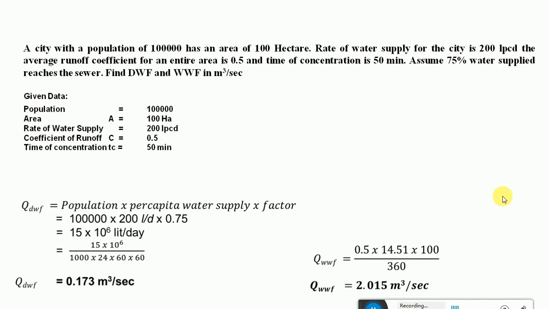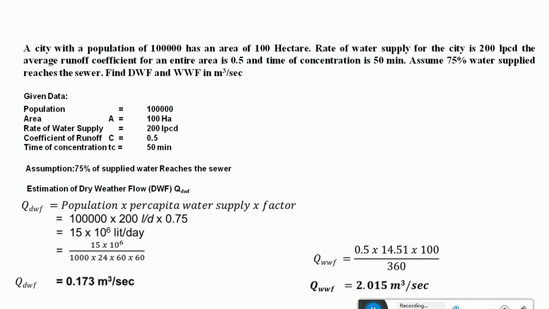Okay, so here it is the data which is given. All this data is given to estimate the dry weather flow. Here we have to estimate the wet weather flow, that is nothing but the storm water flow. So we know that the rational formula for estimation of storm water flow is Q is equal to C into I into A divided by 360.